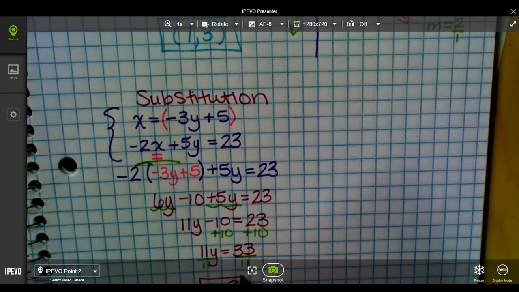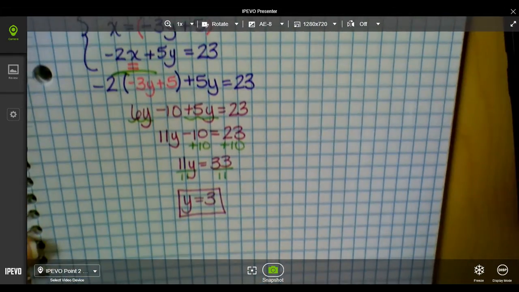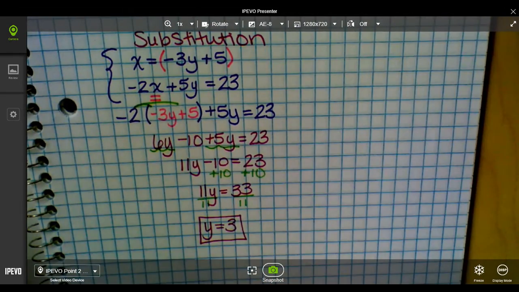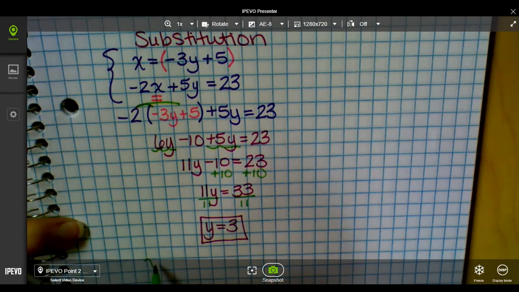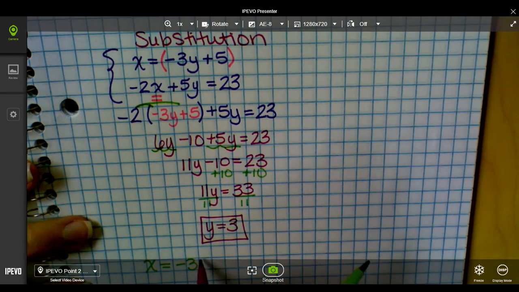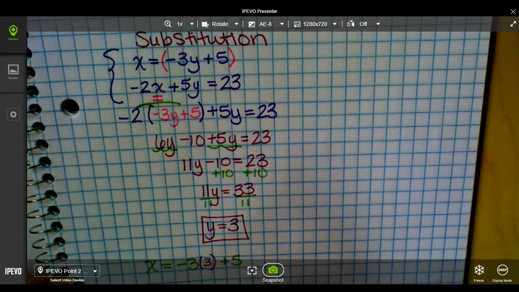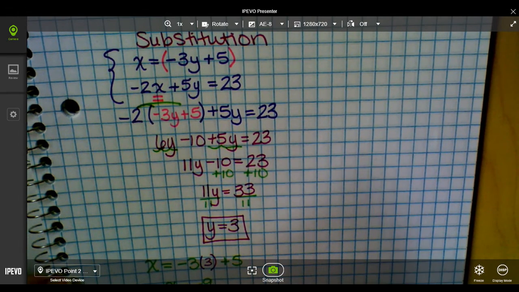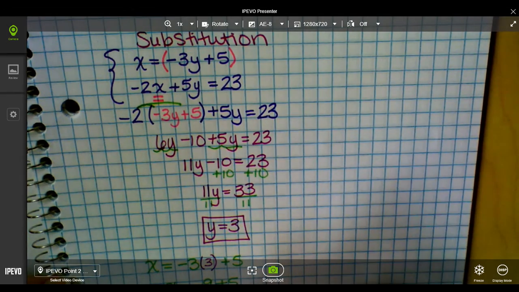But again, I need an ordered pair just like we had up here. Oops, sorry, I have to move my camera down. So once I figure out that my y is 3, that means I'm just going to go back in and plug it in for x up here. So now I'm just going to show my work down here. I have x equals negative 3 times y, which I just solved to be positive 3, and then plus 5. So x equals negative 9 plus 5, which means x equals negative 4.